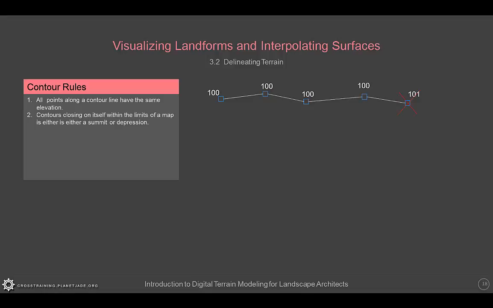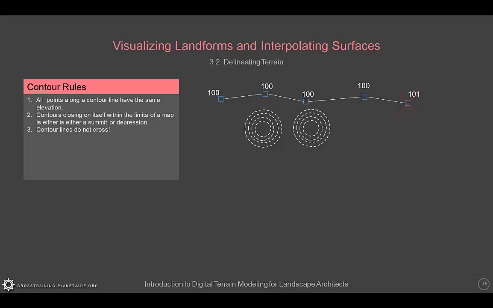The second rule is contours closing on itself within the limits of a map is either a summit or a depression. So it could be a summit or a depression, and again, to be able to figure out which it is, a hill or a bowl shape, is to take a look at what the elevation values are for those contour lines.